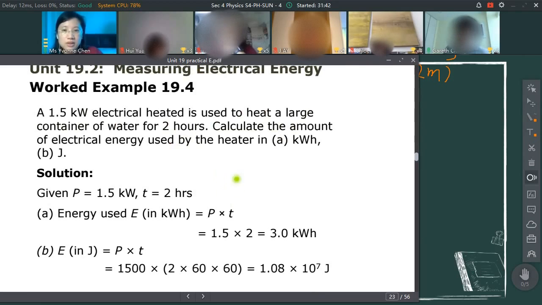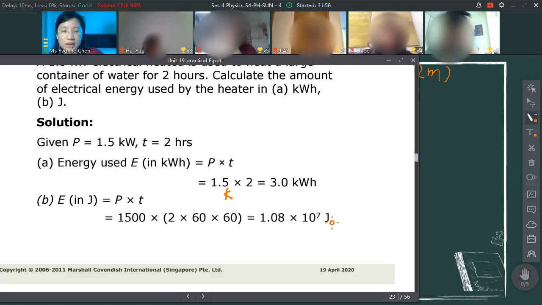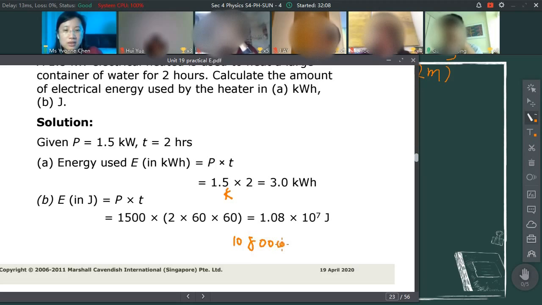So this is an example. I don't want you to try. It's very simple. So basically, the energy is power multiplied by time. Power is 1.5, I'll prefer to use kilowatt, times 2. So it's 3.0 kilowatt hour. Then the energy in joule is 1.08 times 10 to the power 7. Okay, so class, I noticed just now when you do the question, some of you write a lot of zeros. That's not really necessary.